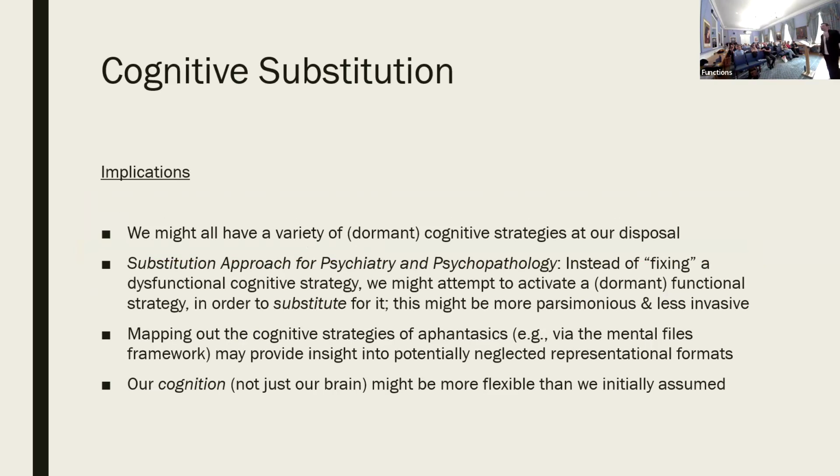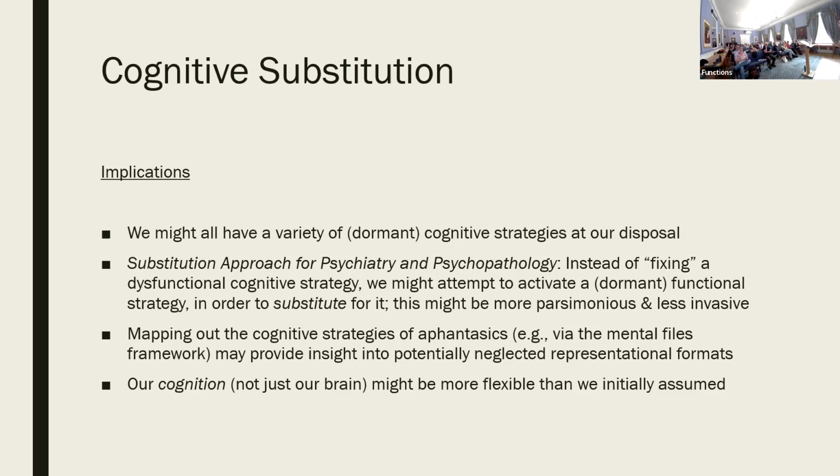And then I was thinking maybe this can be applied in a fruitful way to psychiatry and psychopathology, where instead of thinking that we have to fix a dysfunctional cognitive strategy, we can instead try to think about whether there might be other functioning, as yet dormant strategies that can be used in order to substitute for the dysfunctional strategy. And the idea here is that such an approach might actually be more parsimonious because, again, I argue that these strategies are already there. They just need to be activated. People just need to learn about them, right? And it might also be less invasive than trying to fix something. Again, very curious to hear your opinion on that point.